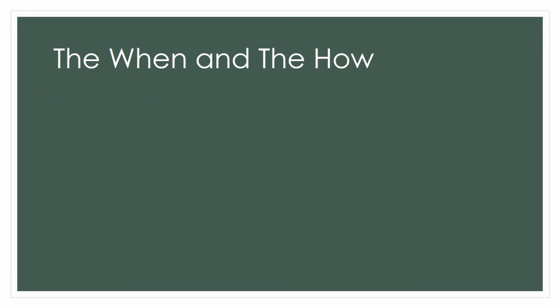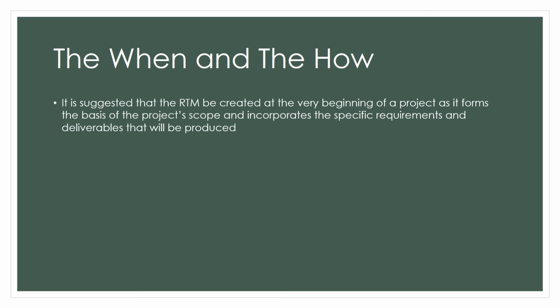Now let's try to understand the when and the how. When do you create it? The suggestion is that the requirements traceability matrix should be created at the very beginning of the project, as it forms the basis of the project scope and incorporates the specific requirements and deliverables that will be produced. Since all the requirements will be available in the RTM, it makes sense that it is created in the very beginning, so all the stakeholders can look into it and make sure that their requirements are listed.